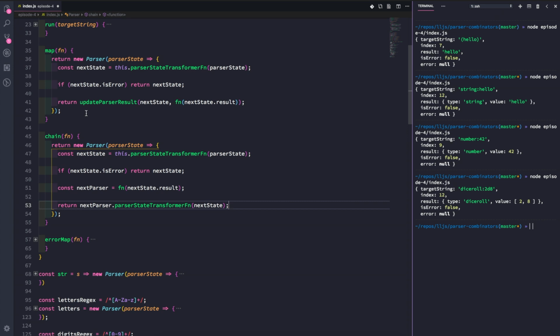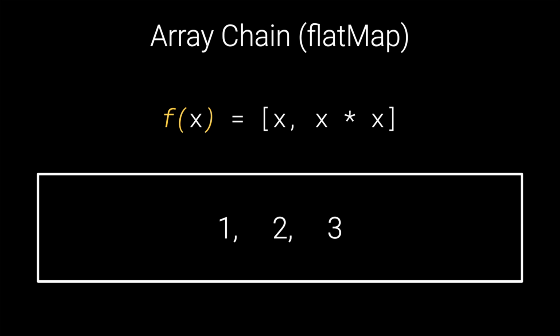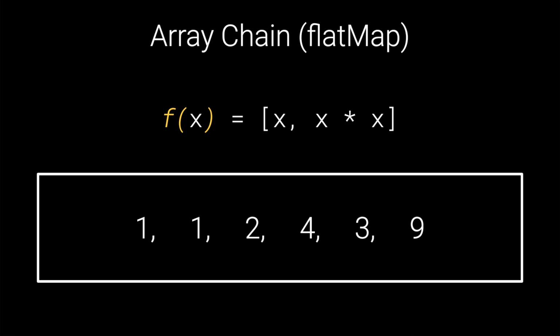Now, arrays actually also have a chain method, but it's not called chain. It's called flatmap. And in many other systems, chain is often known as flatmap, or it might be known as bind. In flatmap, the array takes a function, and that function runs on every element of the array, but then the function will always return another array. And then in the end, the array is flattened out one level by all the arrays that were returned.